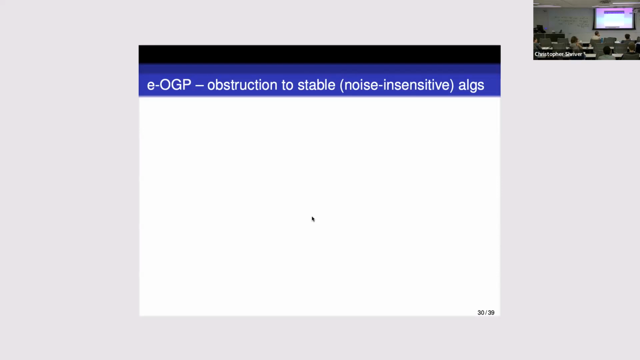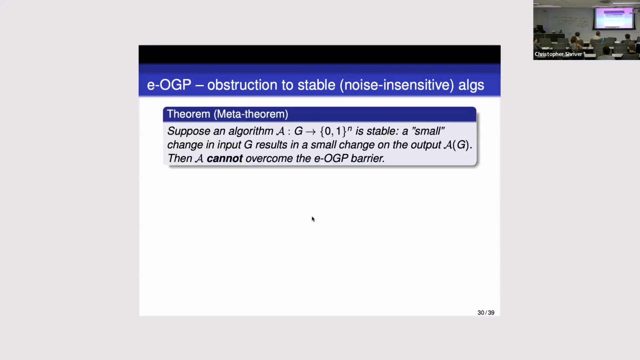Now we're going to pit this picture against algorithms, a particular class of algorithms that we will call, for lack of a better term, stable or noise insensitive algorithms. This is an informal statement of the meta theorem, which can be formalized in different instantiations for different models and different implementations, but informally goes like this.